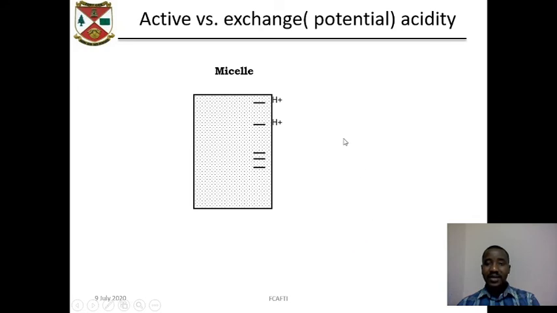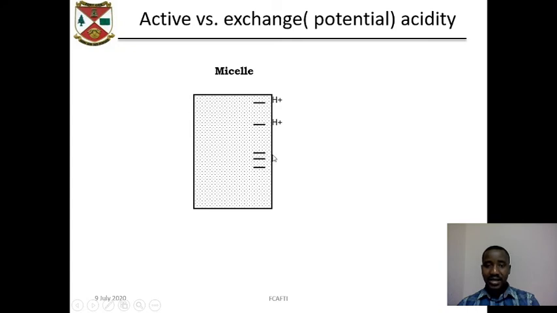Now, what will happen if we assume this area is the soil solution? The hydrogen ions that are in the soil solution will be attracted to these negative sites of the clay colloid. So one hydrogen ion will be attracted to one negative site in this clay colloid. Another hydrogen ion will be attracted to one negative site in this micelle.